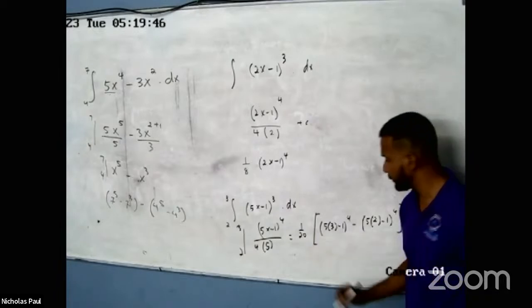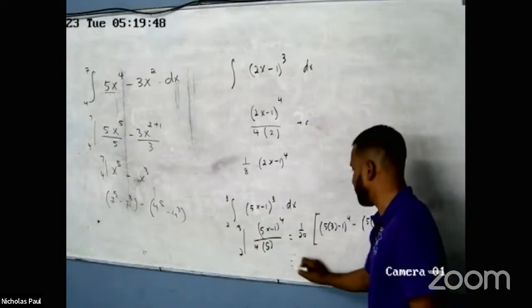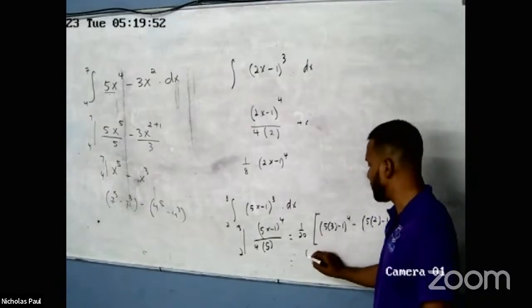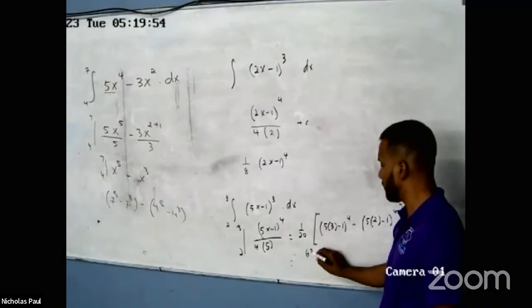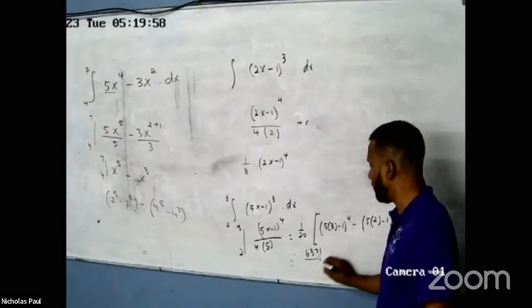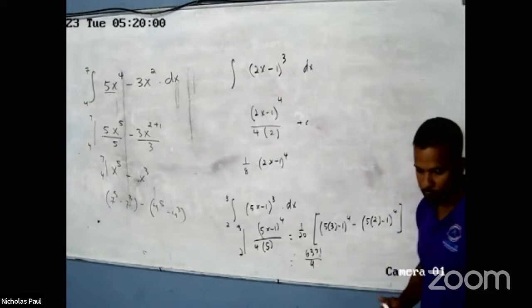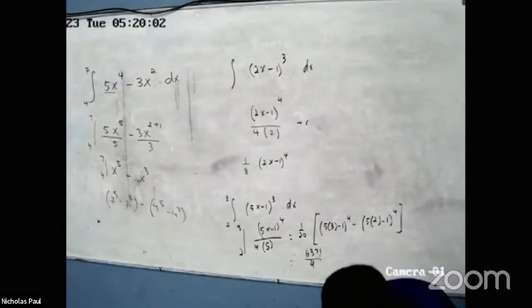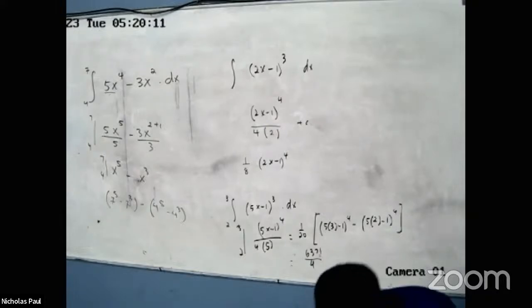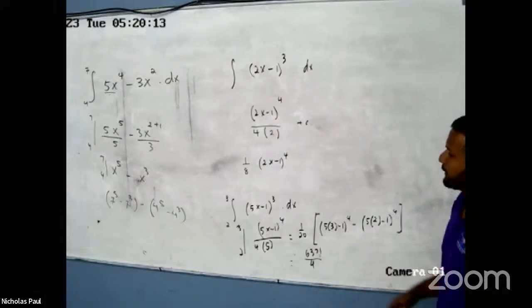How much did you get? You work it out: 6,071 all over 4. Anybody else got that? Okay, good. Ariane got that. Tarisha, nice. So that's a quick review on how to integrate.